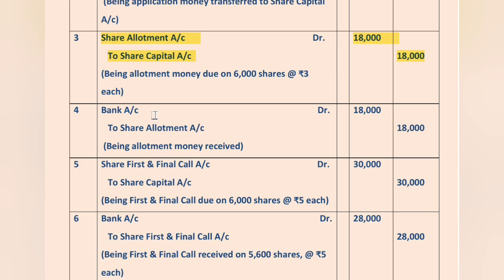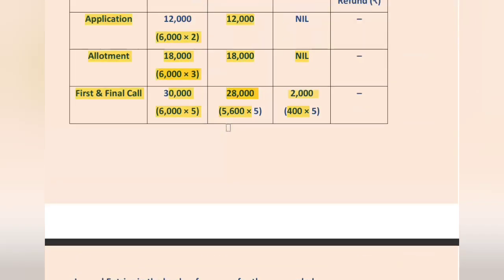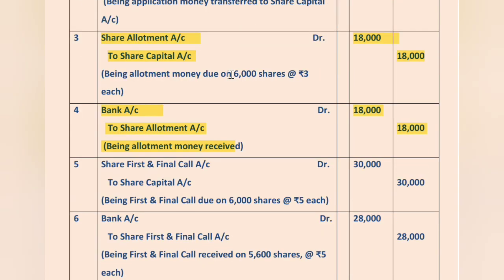So bank account debit to share allotment account. Full amount received, 18,000, 18,000. Being share allotment money received. See, the entire amount is received.